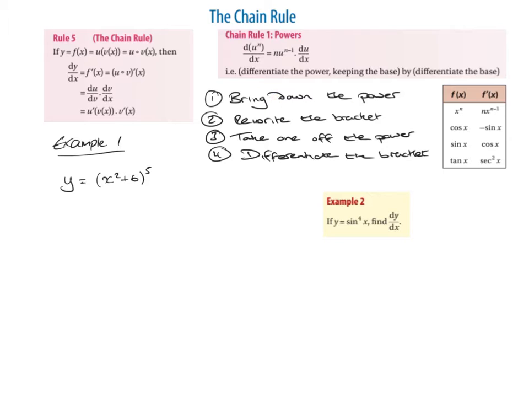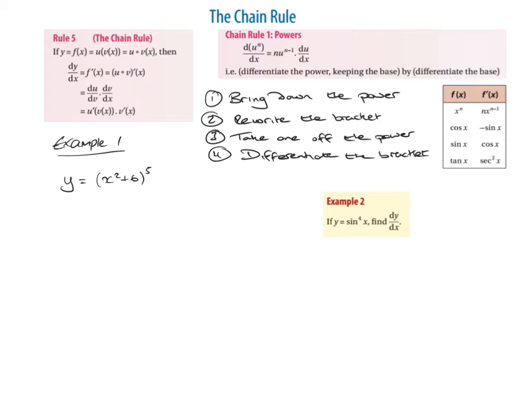Okay, so what we have here, chain rule, you can see here I've got four things. It says bring down the power, rewrite the bracket, take one off the power, differentiate the bracket. Okay, so if you have a look at an example here, anything that we have a bracket to the power of something, we can use this sort of mantra. So bring down the power, rewrite the bracket, take one off the power, differentiate the bracket.